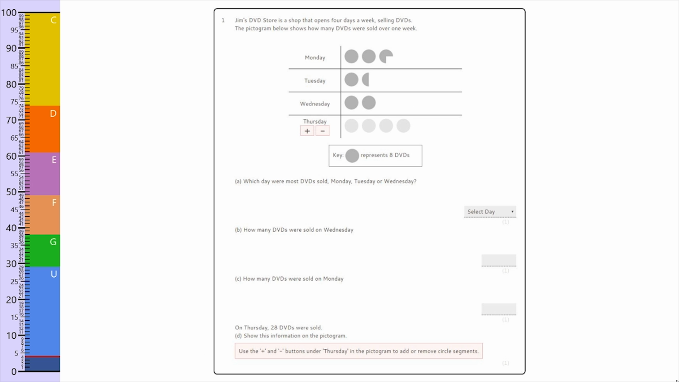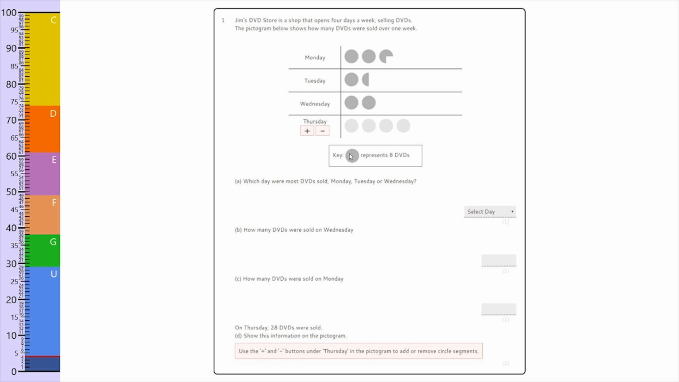So, question 1, if you'd like to pause the video now and have a go. Okay, let's go through question 1. It's a question involving a pictograph, or pictogram, and we have a partially constructed pictogram with obviously one space missing. The greyed out ones show that they're not fully there.